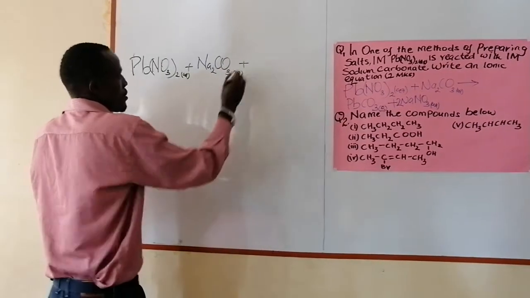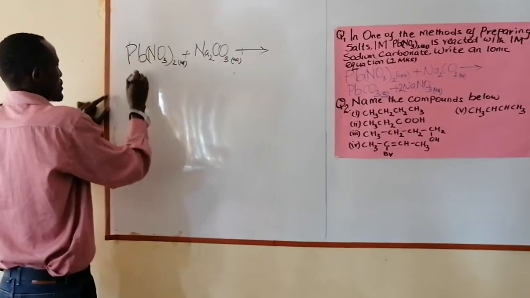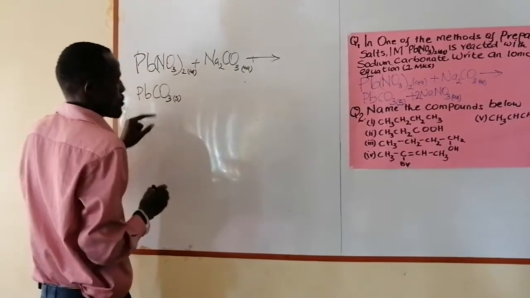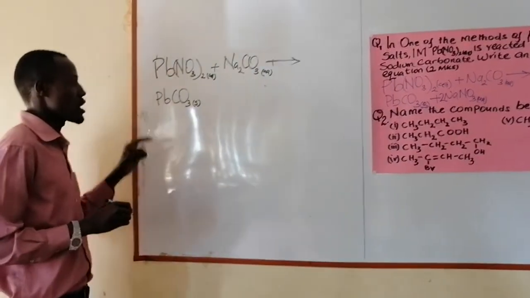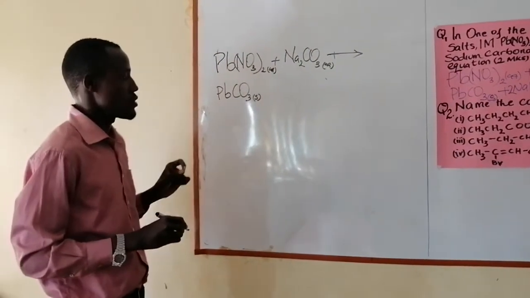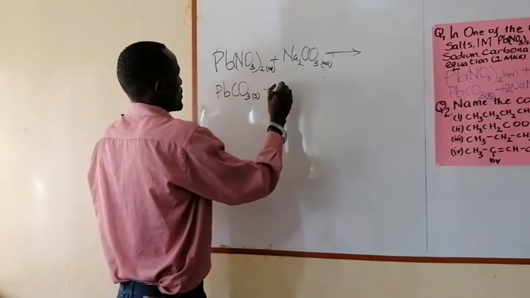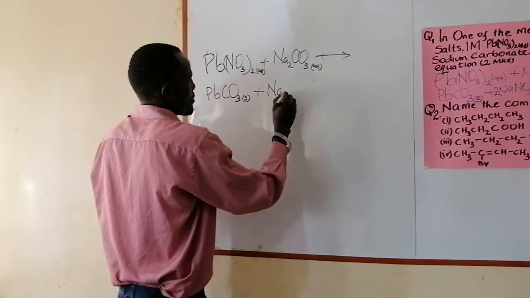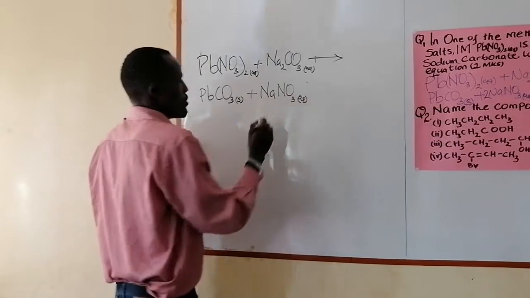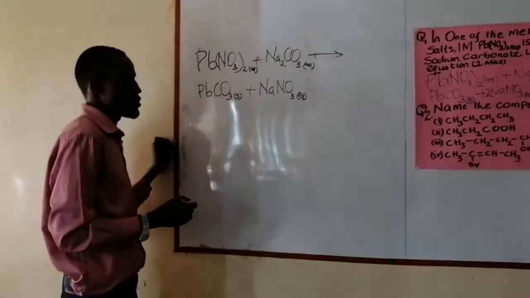Solution. Then we shall have the products as lead carbonate, and this one will be a solid because you know very well that all carbonates are insoluble except those of sodium, potassium, and ammonium, plus sodium nitrate. Of course, this will be aqueous because you know very well that all nitrates are soluble.